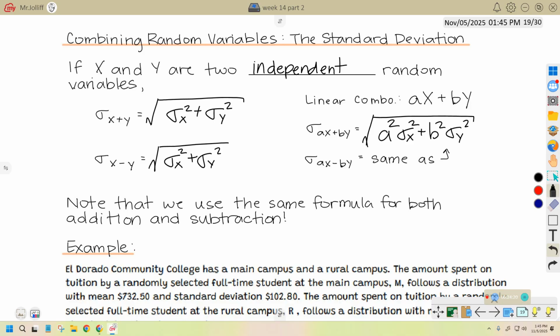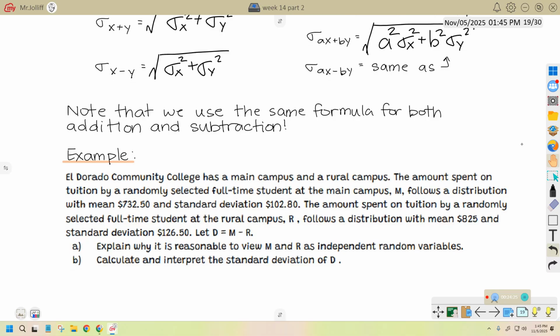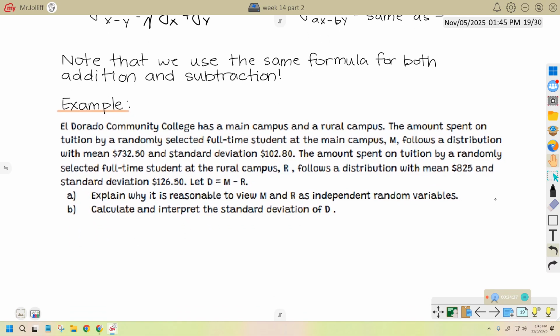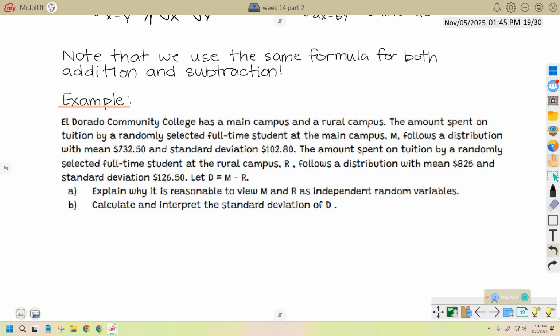Okay, let's go back to our El Dorado Community College example. We looked at the distribution of tuition, main campus, rural campus. We're looking at the new random variable, which is the difference between main versus rural. And A says, explain why it is reasonable to view M and R as independent random variables.